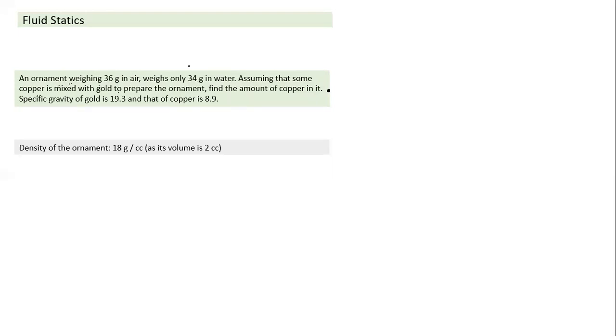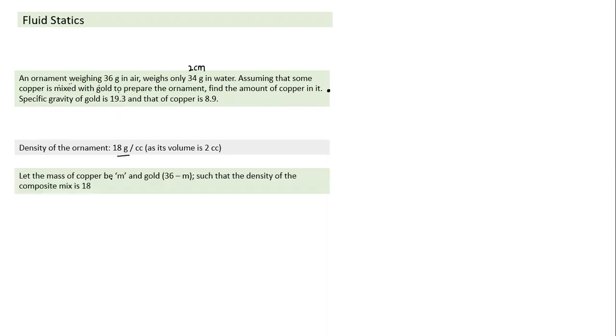If 2 cc is the volume of the ornament, it means the density of the mixture is 18 grams per cc, 36 by 2. If this is the density, I can calculate the proportion of mass. Let the mass of copper be m, and hence the mass of gold is 36 minus m. I add these two volumes, and they should add up to 2 cc. That's how I find the equation.